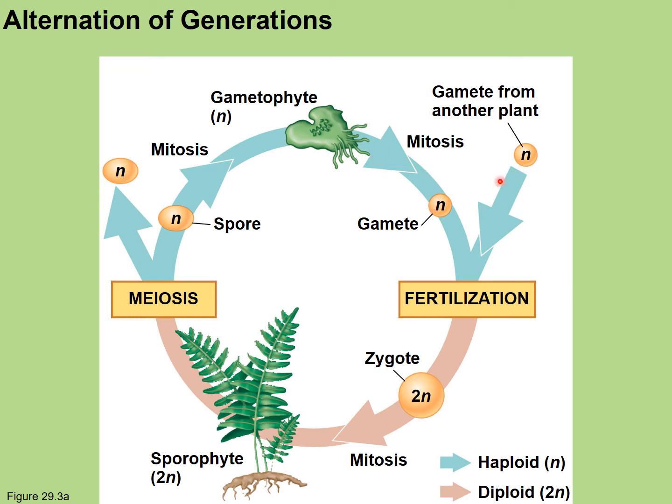Then the gametes are going to be fertilized when they fuse together. They're going to undergo fertilization, and this produces a diploid zygote, which undergoes mitosis to produce the multicellular sporophyte, which is diploid. So this is the general life cycle of plants. We're going to see some specific ones in just a moment.